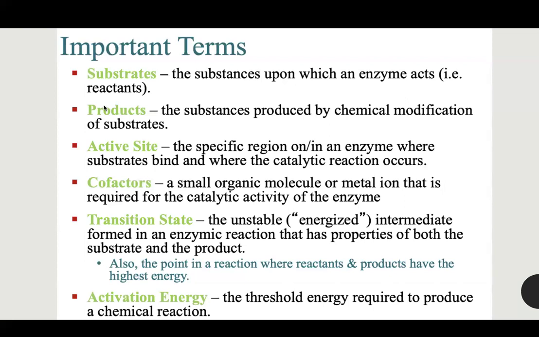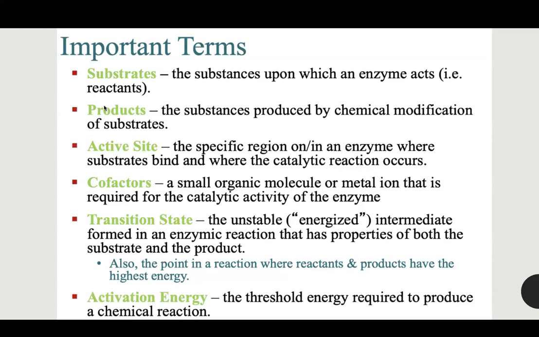Some important terms you should all know when it comes to enzymes and reactions. We have substrates, which is the substance upon which an enzyme acts, so the initial reactants. Next, we have products, which are the substances that come out at the end of a reaction. We have an active site within the enzyme, which is where the substrate binds on an enzyme. Again, we have cofactors, which are small organic molecules or metal ions that are required for the catalytic activity of an enzyme.